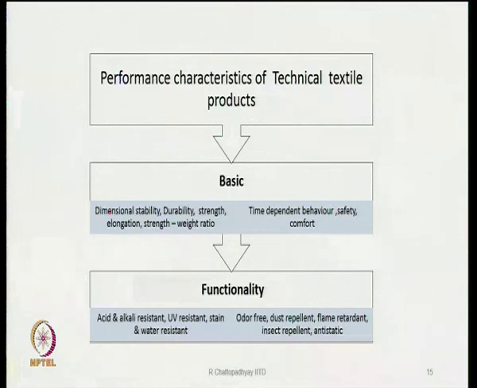The functionality could be acid and alkali resistance, UV resistance, stain and water resistance, odor free, dust repellency, flame retardancy, insect repellency, anti-static behavior. They are also part of the functional requirements of many technical textile products. So, there are some basics which we have to meet, and there are some others which are also very important. So, you can classify them as basics and functionality.